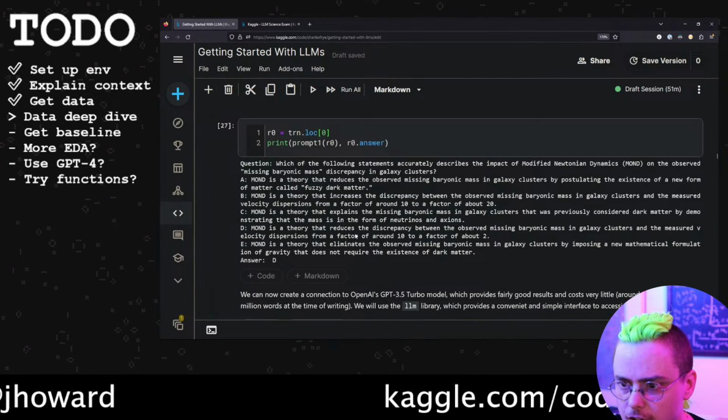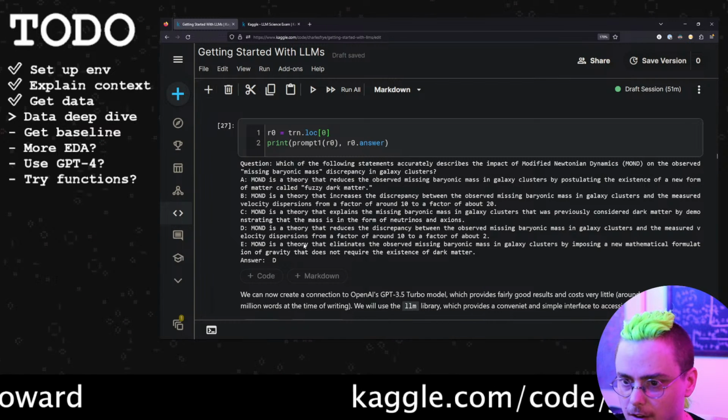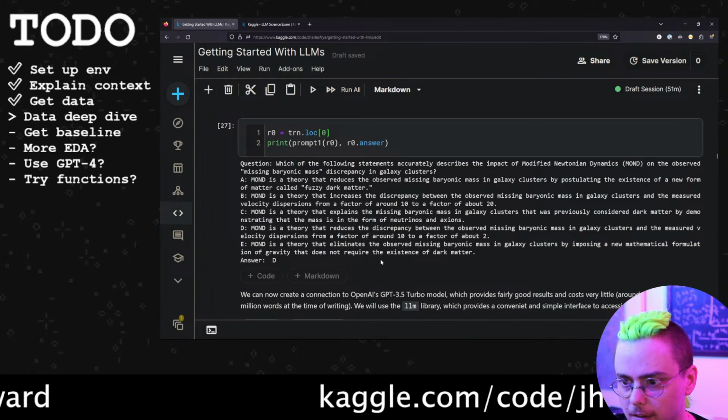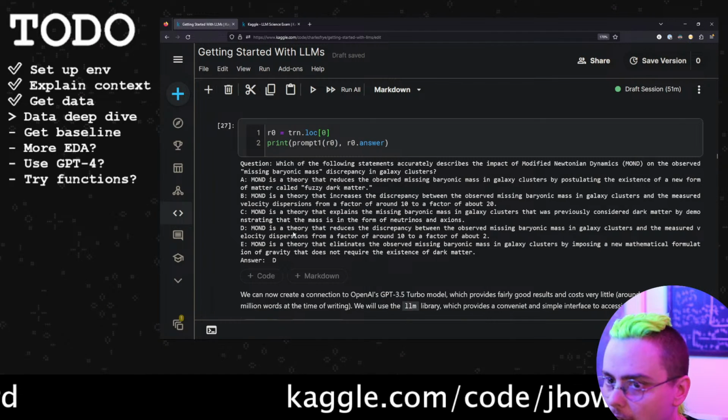This one, not sure that this is the answer. It just says that it reduces the discrepancy. E is an answer that says imposing a new mathematical formulation of gravity does not require the existence of dark matter. I would guess D or E on this one. Looks like the answer is D. So let's see how the model does.